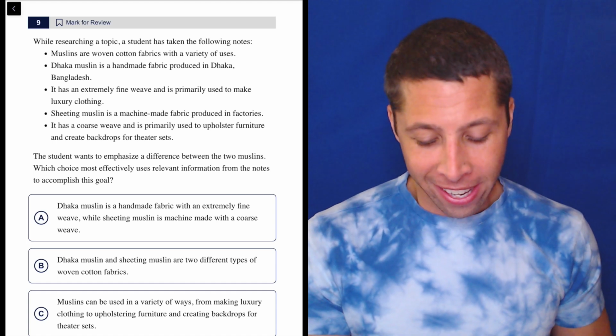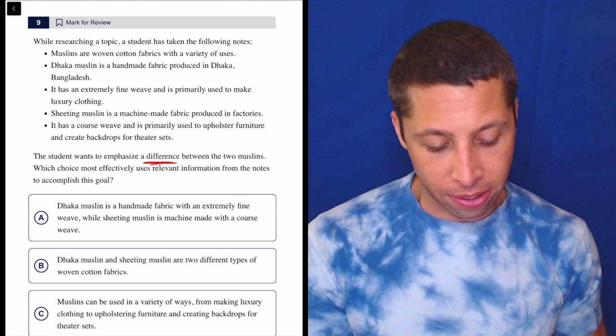I love these ones. These are so easy. The student wants to emphasize a difference between the two muslins. Okay, difference. I love that word.